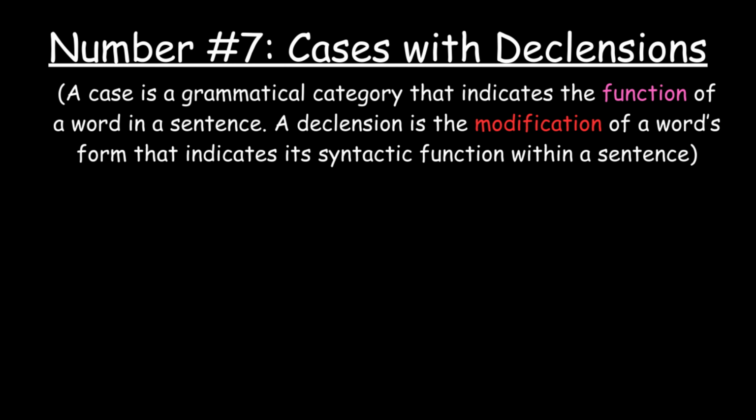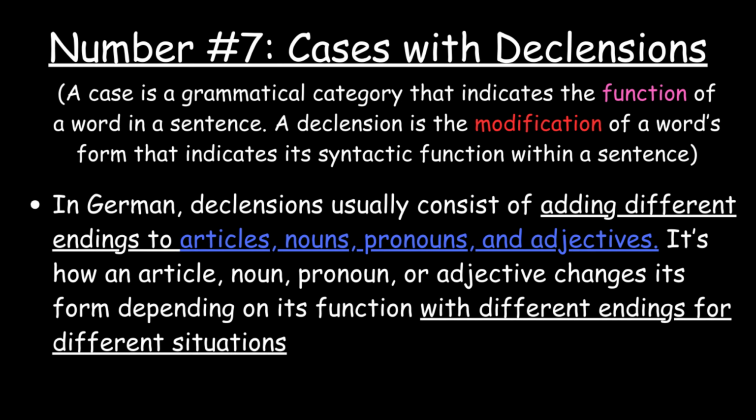Number 7. German has grammatical cases with declensions. A case is a grammatical category that indicates the function of a word in a sentence, and it's made by declensions. A declension is the modification of a word's form that indicates its syntactic function within a sentence. In German, declensions usually consist of adding different endings to articles, nouns, pronouns, and adjectives. By using declensions, the language allows to indicate the case, number, and gender of a word. Essentially, it's how an article, noun, pronoun, or adjective changes its form depending on its function, with different endings for different situations.